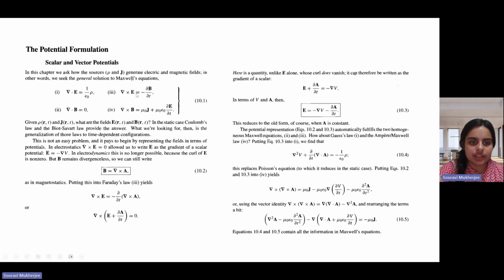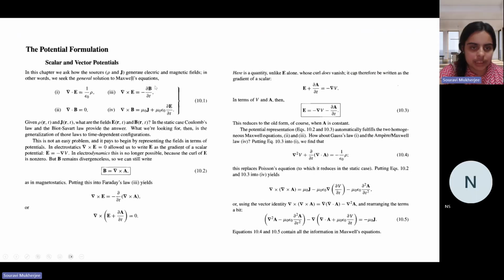Now we try to replace B as curl of A. That gives us curl of E plus del A del T is equal to 0. Now we know that curl of the gradient of a scalar is always 0, right? So what you can say is that E plus del A del T can be the gradient of some effective scalar potential. That's what we are doing here, right?